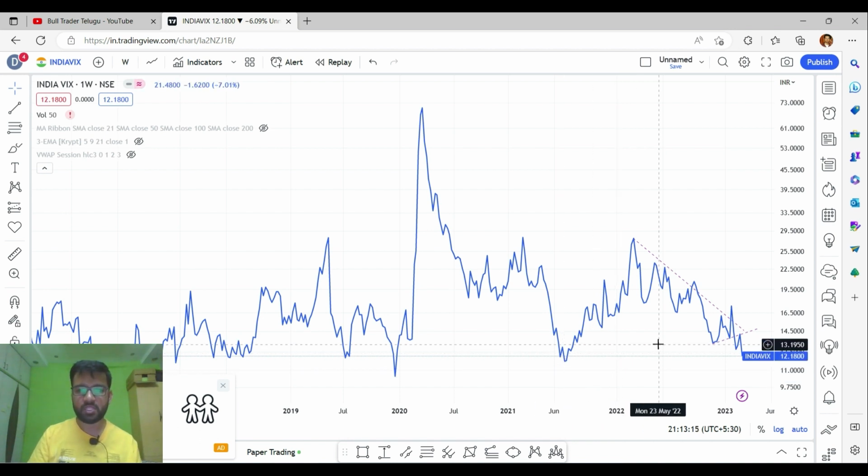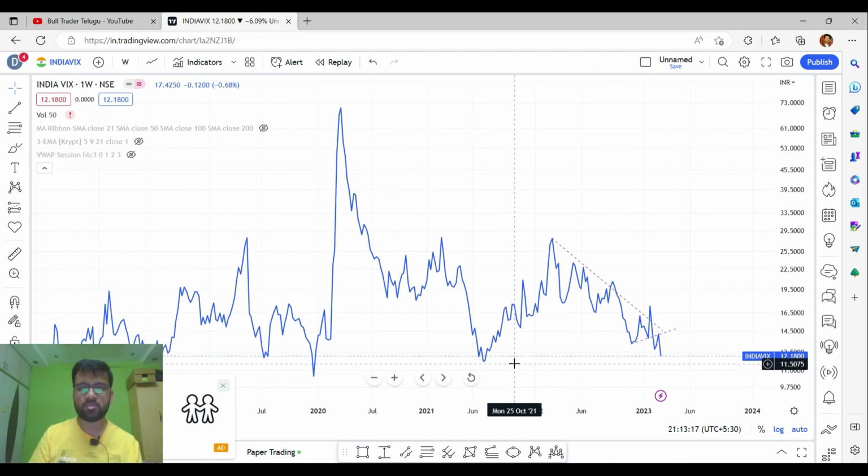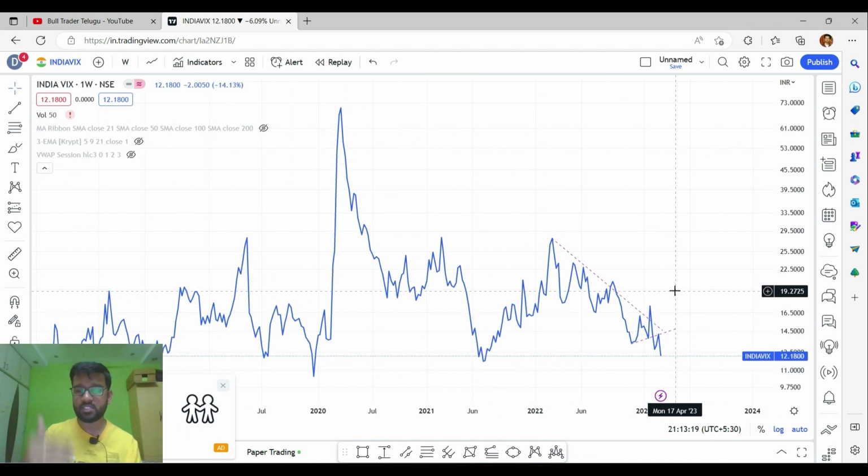So I'm expecting the VIX to close below 10 or below 9, and if it is less than 15 itself, then we can expect a good movement. But if it is less than 10, then it's a good opportunity to take long positions in the Nifty, as well as in the Bank Nifty and the Sensex, like stocks, equities and everything. So this is about the India VIX.